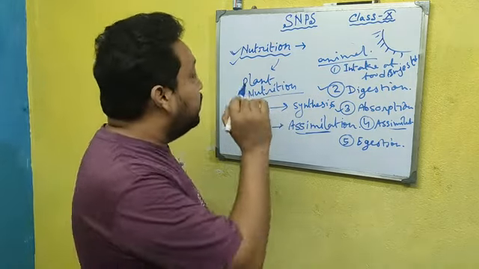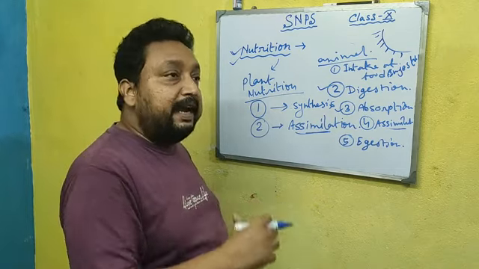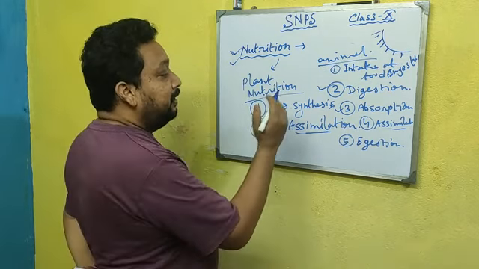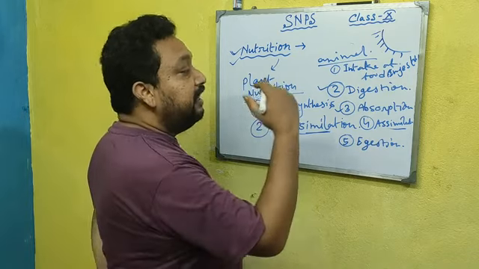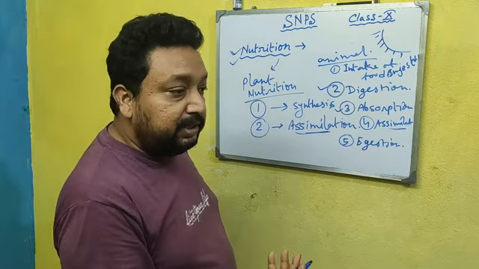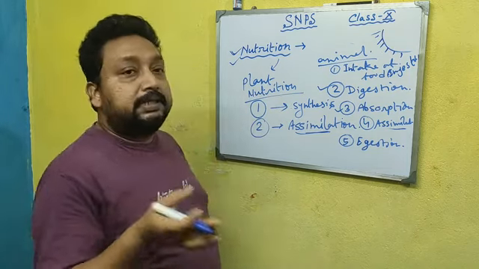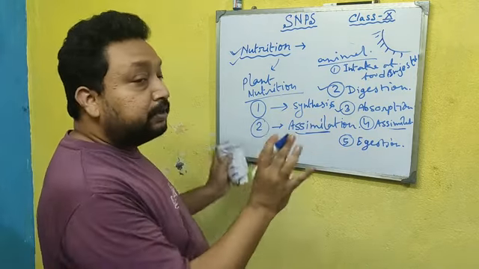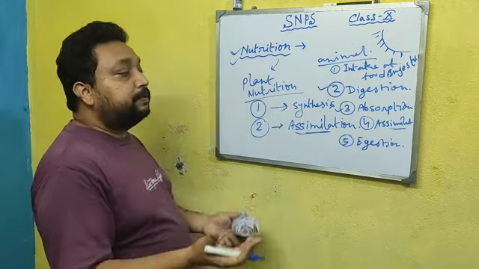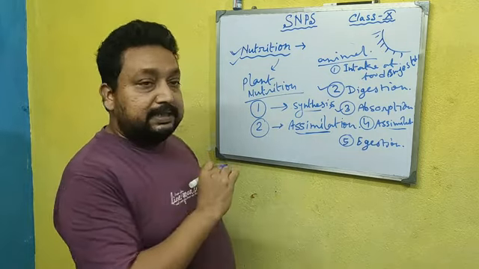So in short, nutrition is the process by which plants or animals get their energy from food through different processes: synthesis and assimilation in the case of plants, and ingestion, digestion, absorption, assimilation and egestion in animals. They get the energy by which they are able to carry out different metabolic activities. That process is called nutrition. Individually, we will discuss what ingestion, digestion, absorption, assimilation and egestion are. For plant nutrition, we have already discussed photosynthesis and assimilation.